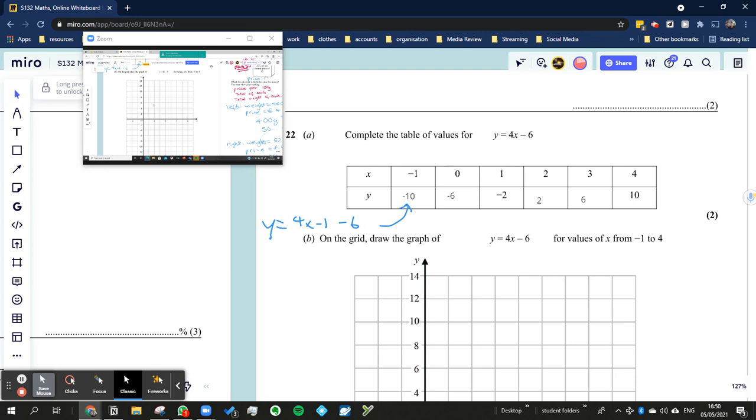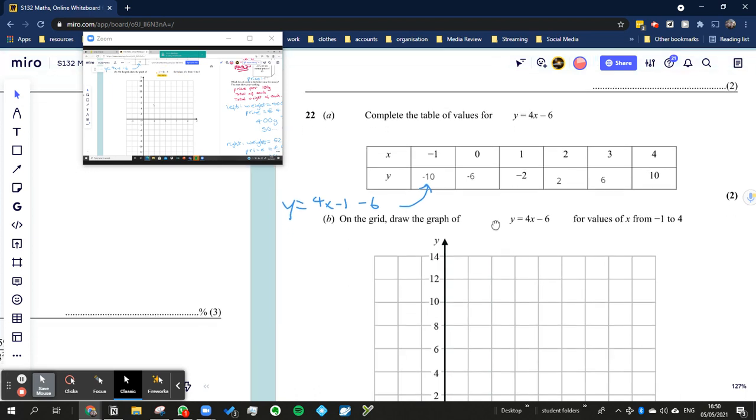So we found out that if x is -1, then y would be 4 times -1 minus 6. 4 times -1 is -4, minus 6 is -10. We did the same for every value down here. 2 of them were already done. And that was all of 22a.